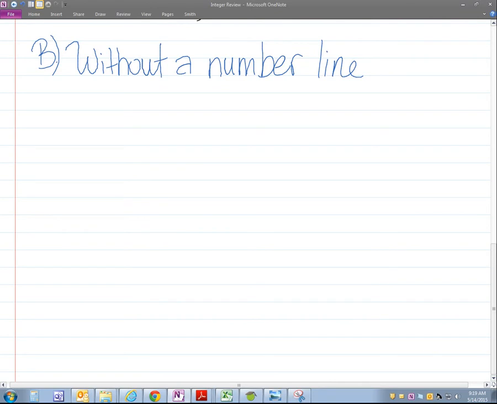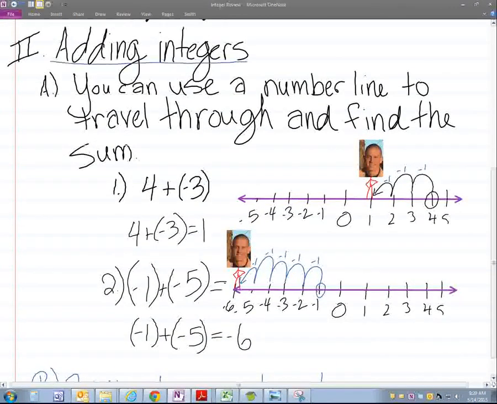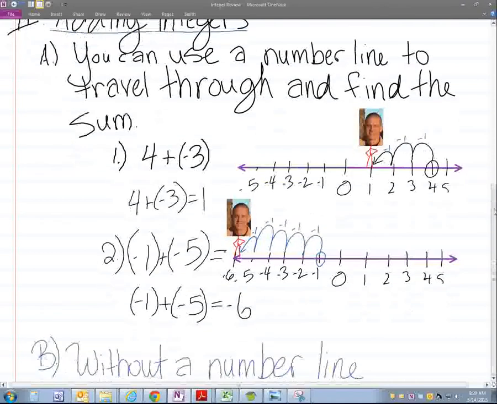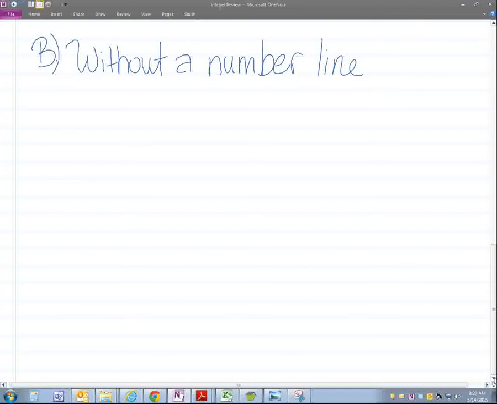Without a number line. Now that's not a sentence. What is that referring to? How to do what without a number line? Integers? Adding and subtracting? Adding, no, not subtracting, just adding integers. Subtracting is tomorrow. Because here's the title right here, adding integers, and this is a subtitle of that, which is without a number line.